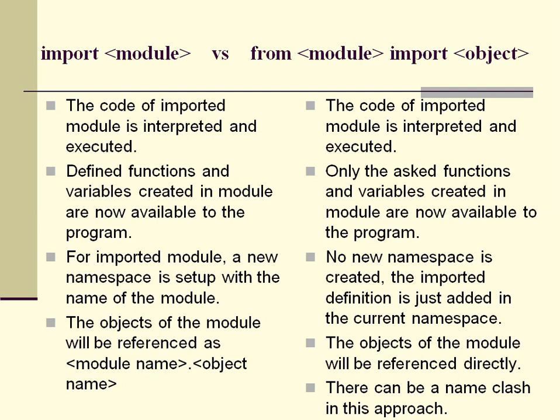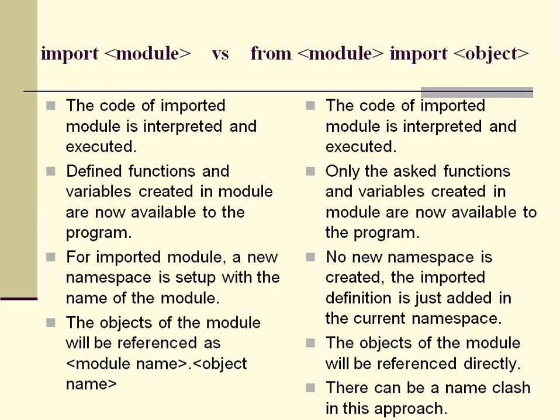But for the imported module, a new namespace is set up. This is the main area that you have to focus on. Whenever you import a module using this command, a new namespace will be created that will have the name of the module only. And the fourth point is, whenever you have to access any object of that module, you will access it with the name of the module dot the name of the object, okay.